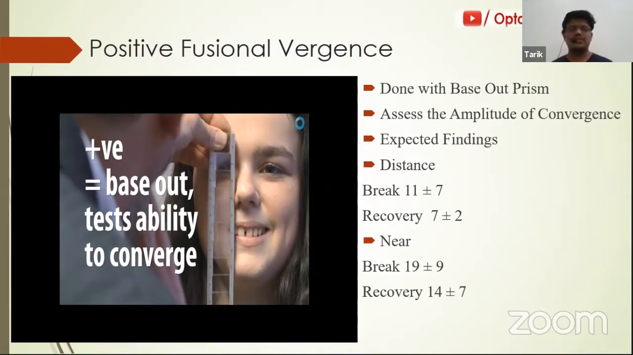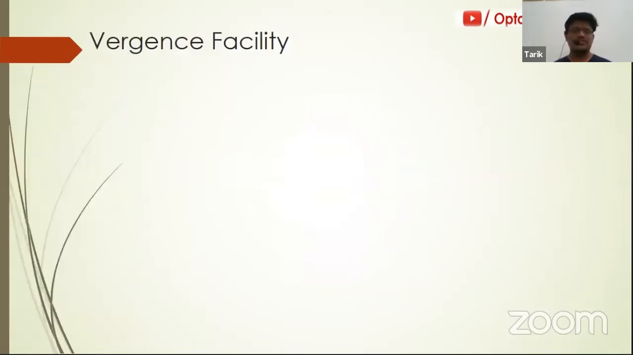because many times what happens, your convergence and divergence both are affected, so the vergence facility is reduced. So in that scenario, both your convergence and divergence, that is NFV and PFV, both will have a reduced value. Coming on to the vergence facility, now this is the last test which we generally have in your orthoptic evaluation.